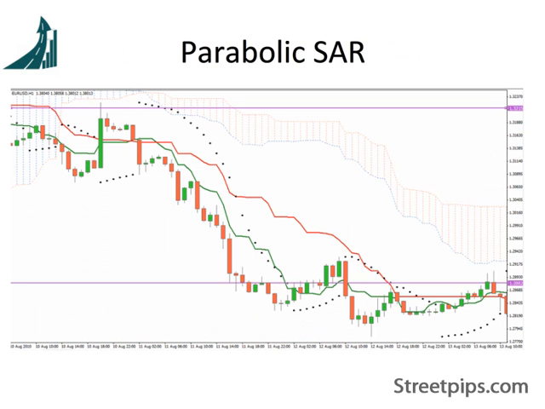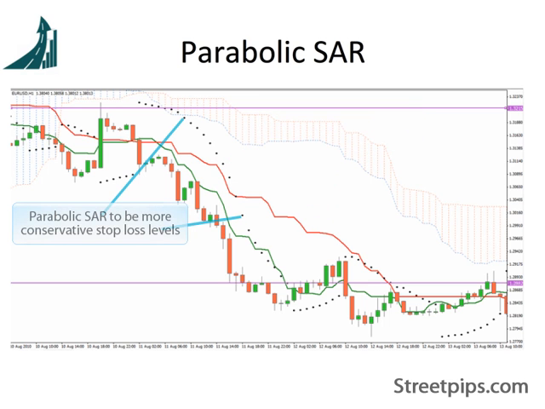Another interesting indicator to incorporate with the Ichimoku is the parabolic SAR. Traders commonly use the Kijun-sen as a reference point to set their stop-loss levels. Some traders find the parabolic SAR to be a more conservative stop-loss or trailing stop-loss level.